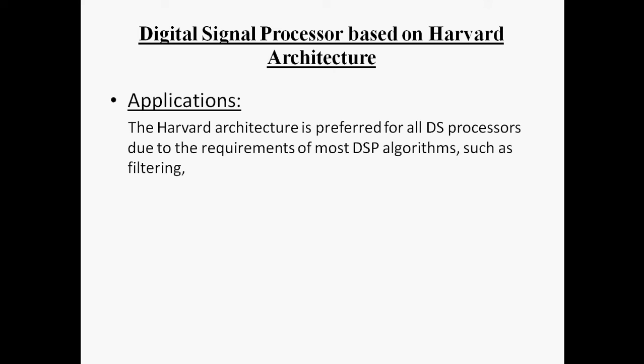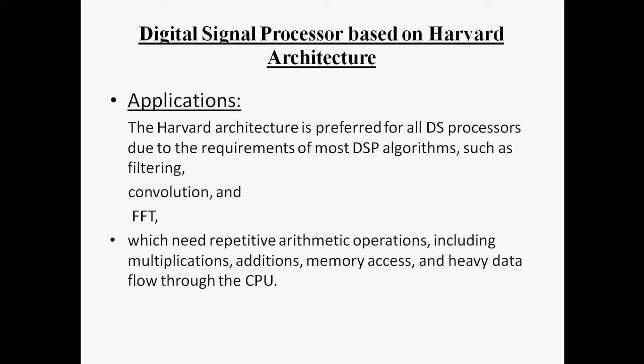Moving further, if I consider the application, where do I use Harvard architecture? It is mainly in all digital signal processors. The Harvard architecture is preferred for all digital signal processors. Why is that? Due to the requirements of most DSP algorithms, such as filtering, convolution, FFT. We all know that. Throughout the digital signal processing course, we have done these concepts: filtering, convolution, FFT. So how do I perform these things? I should have a dedicated digital signal processor. Why is that? Because all these things need repetitive arithmetic operations, including multiplications and additions.